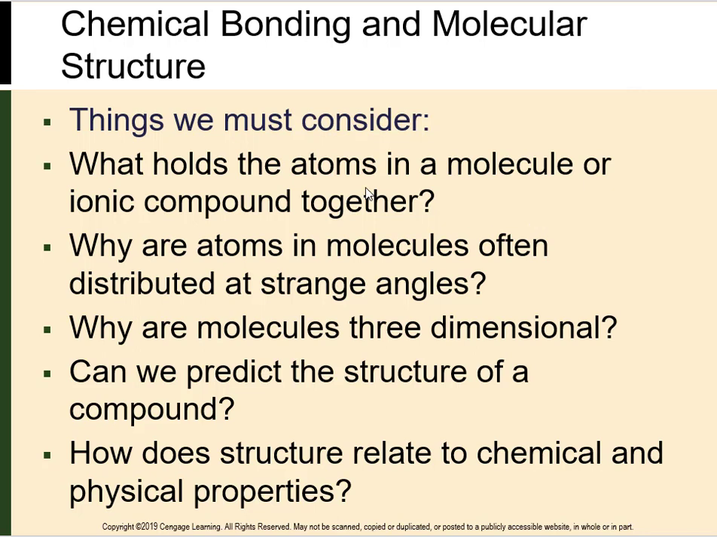There are many things to consider when looking at what holds atoms in a molecule or ionic compound together. Why are they distributed at strange angles? Why are molecules three-dimensional? Can we predict the structure of a compound, and how does the structure relate to chemical and physical properties?